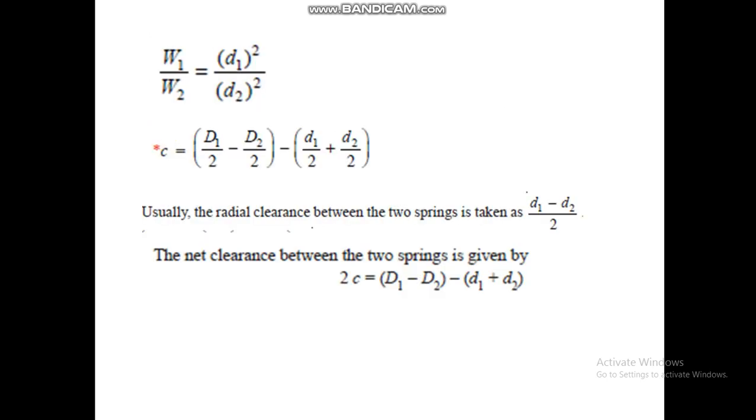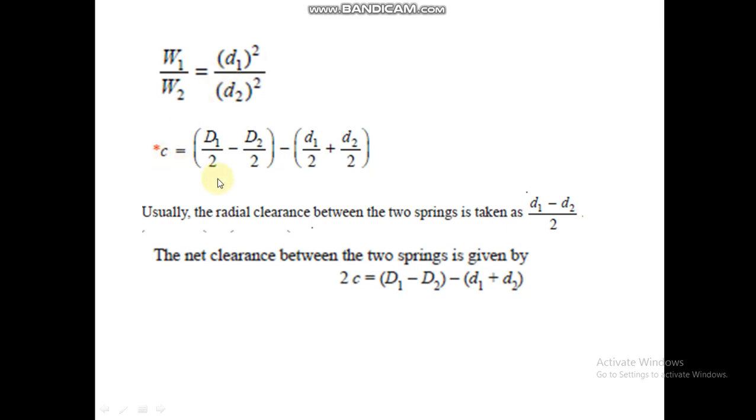This is the relation you have to remember for solving questions on concentric springs. That is, the load on the outer spring by the load on the inner spring, W1 by W2, is equal to d1 square by d2 square. We don't derive this relation, but you have to use this formula in your numericals.